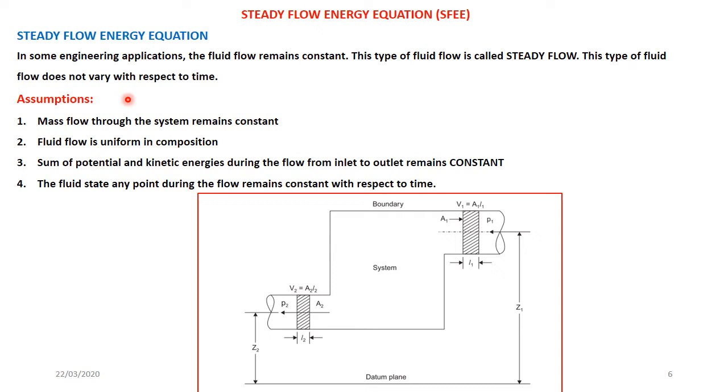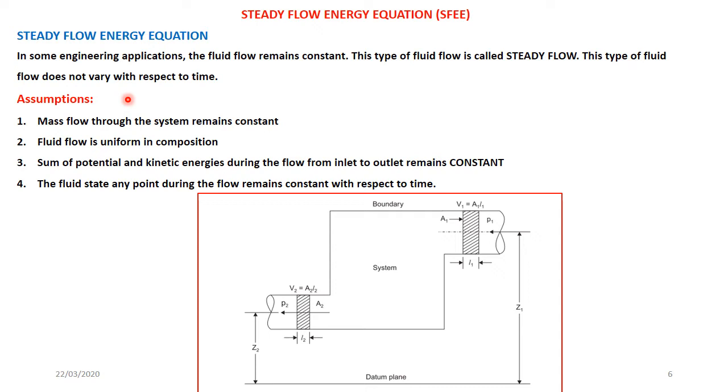We will see how to derive it. The thing is that we have to derive the steady flow energy equation for any engineering equipment. So what do you mean by steady flow? First of all, steady flow means the type of fluid flow which does not change with respect to time.